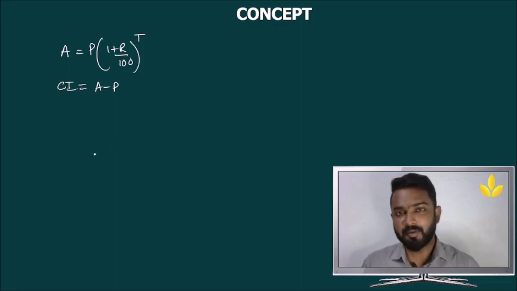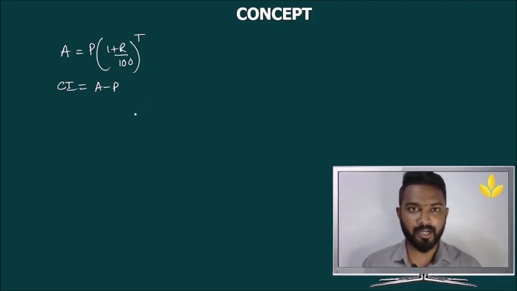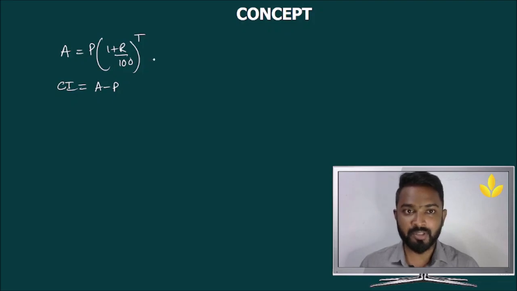That's it. But when it comes to aptitude tests, this formula is more or less useless because in most of the aptitude tests, you will not have access to a calculator. And in order to use this formula properly, obviously you need a calculator because of this power over here. So how to solve compound interest problems without the use of a calculator?